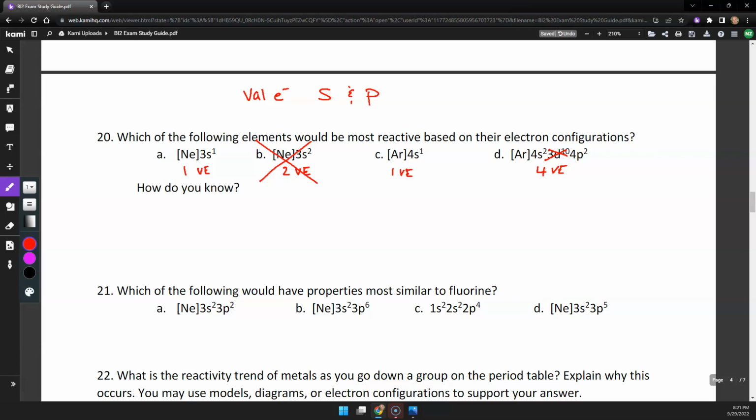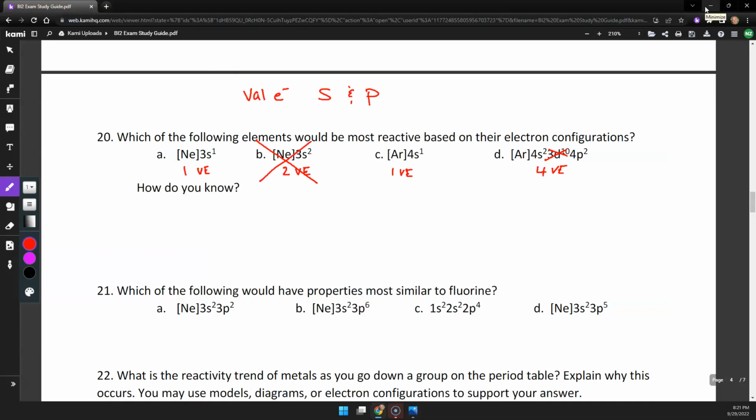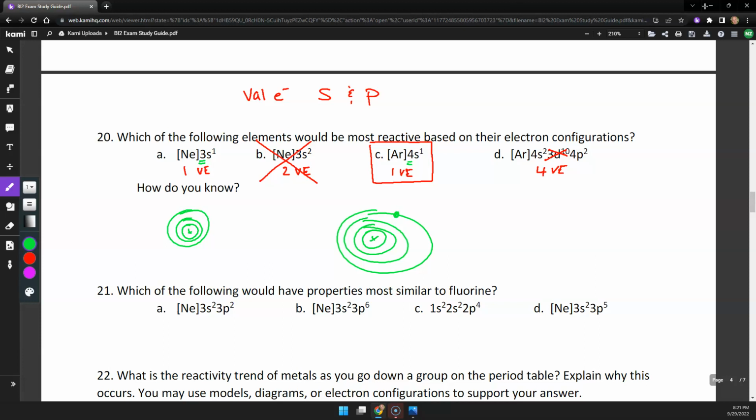So between argon and neon, let's take a look here. So let's see, argon and neon. So we're looking at either something like potassium or sodium. So the one that's further down is going to be more reactive. So if you look here, this one is in the 3rd period. This one's in the 4th period. So this one has 4 energy levels. This one here only has 3. So the valence electrons are a lot further away. It's going to be more reactive.